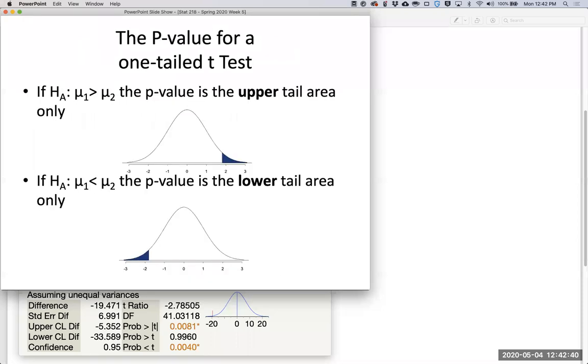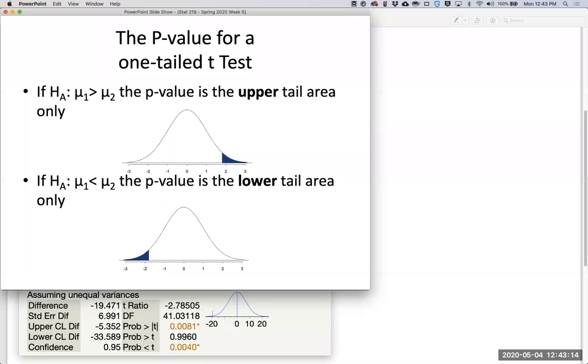So let's look at graphically how that would work. If the null is mu1 and mu2 are the same, and the alternative is that mu1 exceeds mu2, you're going to find an upper tail area only for your p-value. If mu1 is less than mu2 as your alternative, it's only a lower tail area. And you don't double a tail area to get a p-value. The p-value is just what's found in one tail or the other.